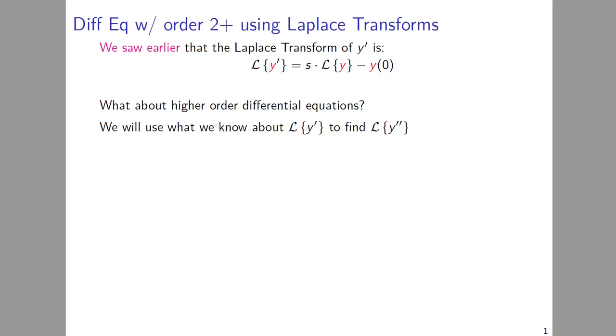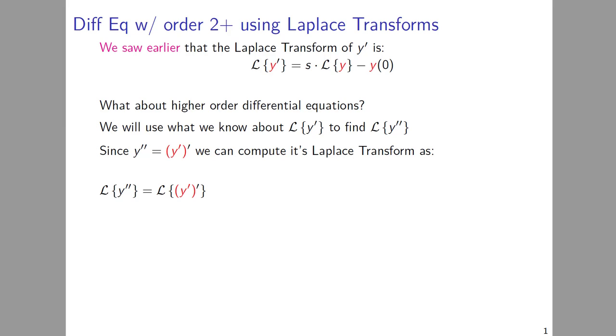Here, we'll use what we know about the Laplace transform of y prime to find the Laplace transform of y double prime. Since y double prime is the derivative of y prime, the Laplace transform of y double prime is the Laplace transform of the derivative of y prime, which can be found as s times the Laplace transform of y prime minus y prime at 0. This is because we're computing the Laplace transform of a derivative.